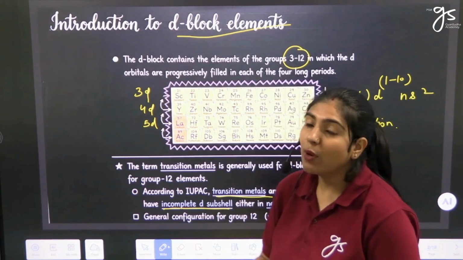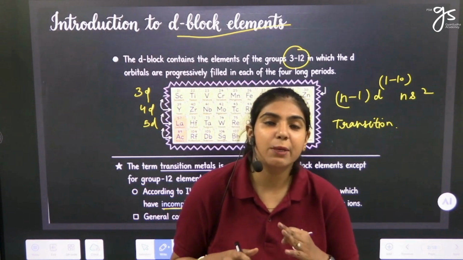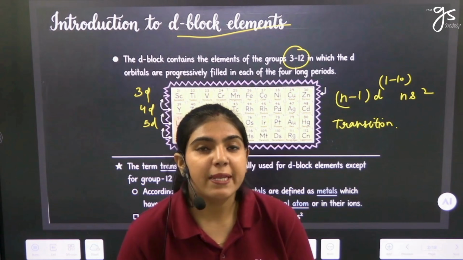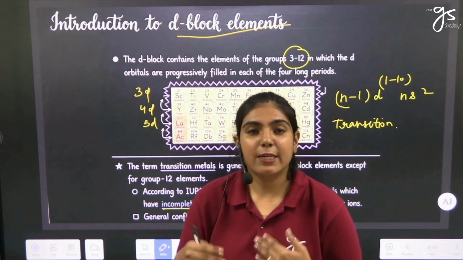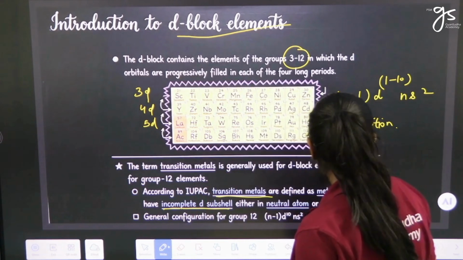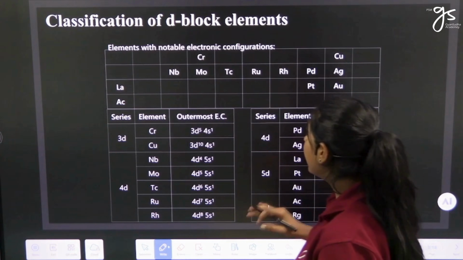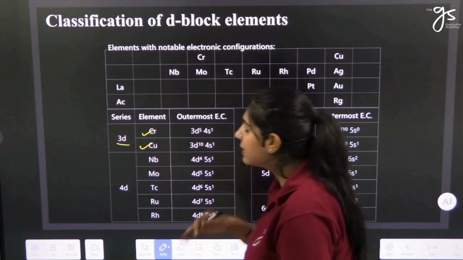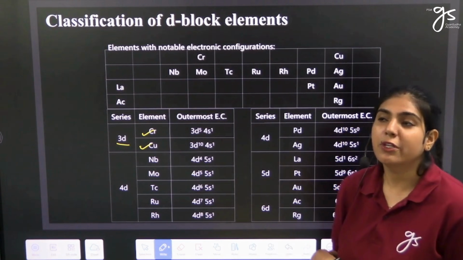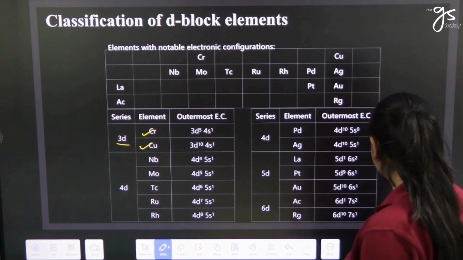So in this chapter, what are the important topics we will discuss? That is spin only magnetic moment, which came in the NEET exam which was postponed, and along with it there are so many topics. Now there is the classification of the D block elements with the electronic configuration. So in the 3d there are chromium and copper. In a similar way you can take a screenshot for future reference for the electronic configuration of D block elements.